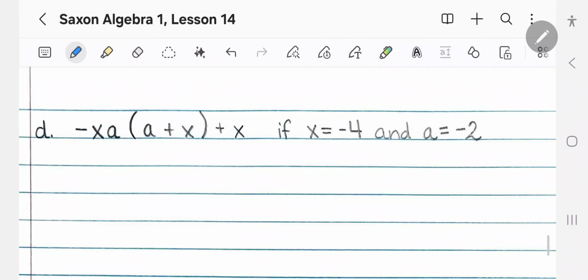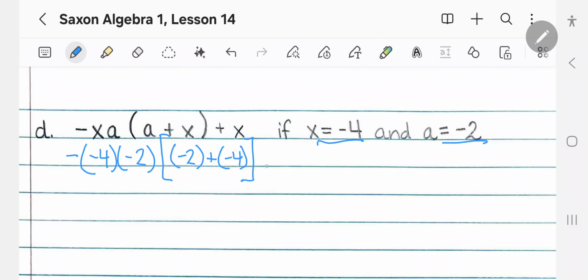D. X is -4. So this is the opposite of -4 times A, which is -2. I'm going to replace these parentheses with brackets. A is -2 plus X, which is -4. Replace that with brackets. Plus X, which is -4. A lot of stuff going on. I'm going to go with my symbols of inclusion here and go ahead and simplify that.